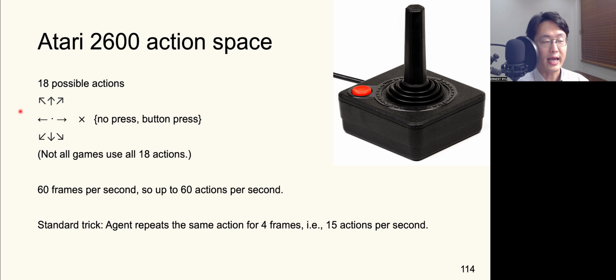These video games are played at 60 frames per second. So this means that in theory, the game can register 60 actions per second. That's a little bit, however, too much. These video games are not that fast-paced. There's really no reason in practice to consider changing the actions that frequently, 60 times per second. So a standard trick when playing these Atari video games is for the agent to repeat the same action for 4 frames. That in effect reduces the choices to be made to 15 actions per second. So these RL agents will make 15 actions per second.